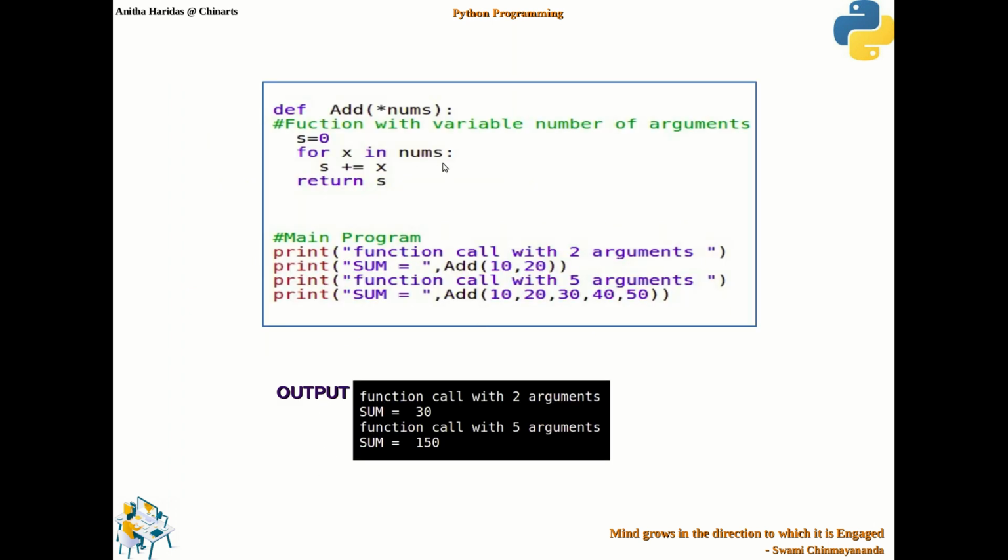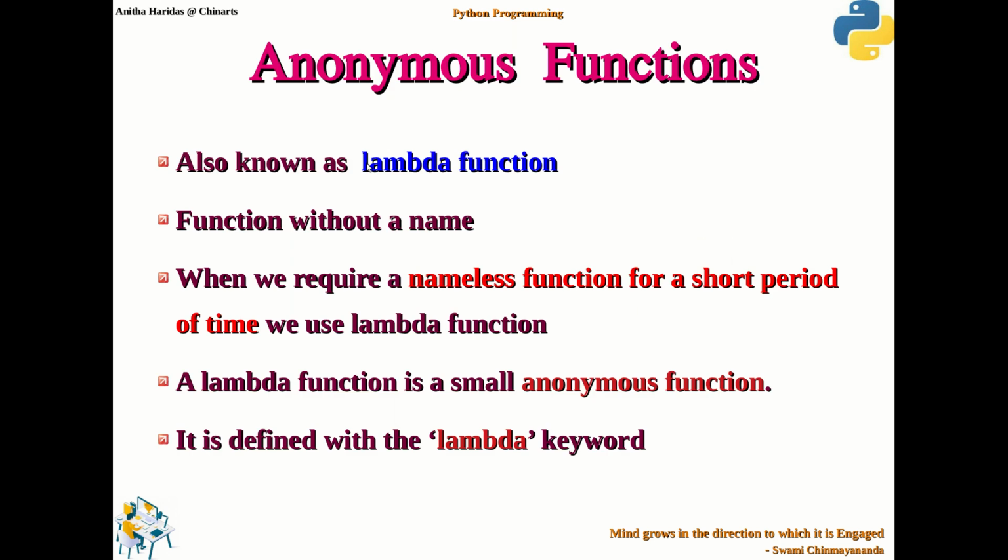Then we saw an example of how I can invoke the function by passing 2 arguments, and by passing 5 arguments, but using only one function definition. In this video, we are going to talk about the anonymous functions, and then we will also talk about recursion.